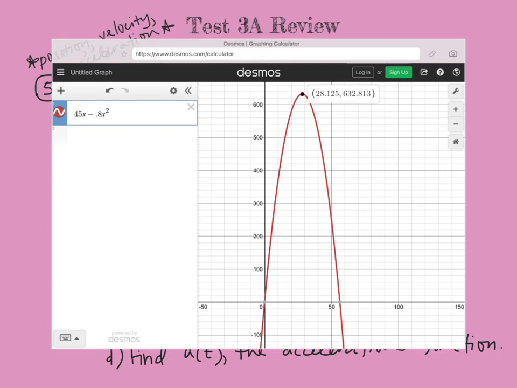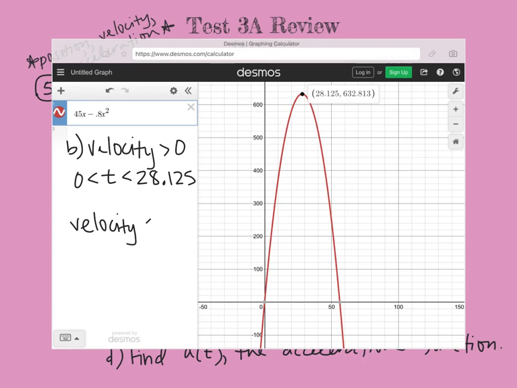So for part B, our velocity is positive from time 0 to time 28.125, and our velocity is negative when our function begins to decrease, which is from that time 28.125 until we hit the ground, which we will see is down here at 56.25 seconds.